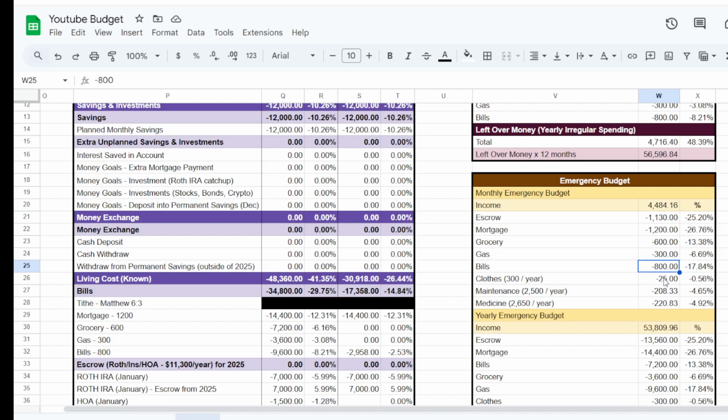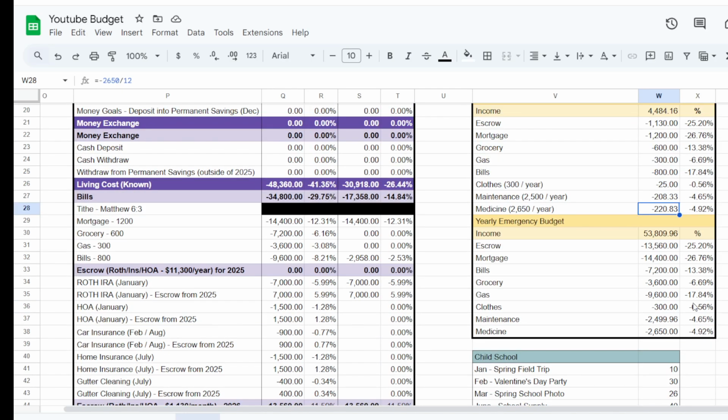Clothes is for maybe socks and underwear, or a winter jacket. I still kept that clothing budget in. This is mostly my child's clothing budget. And for maintenance, this is for both home and car. I'm going to try to limit it to 2,500 for the year. And for medicine, I kept that the same, 2,650 for the year, and it's $220.83 a month.